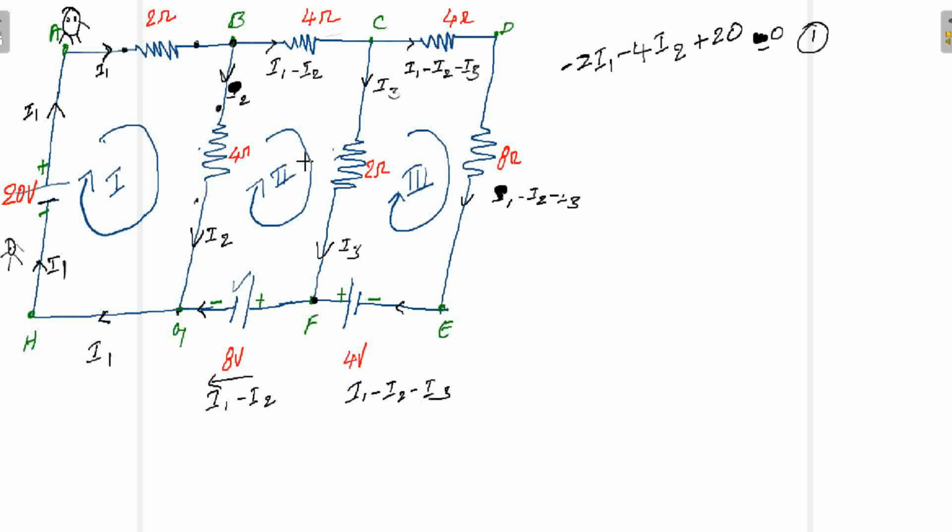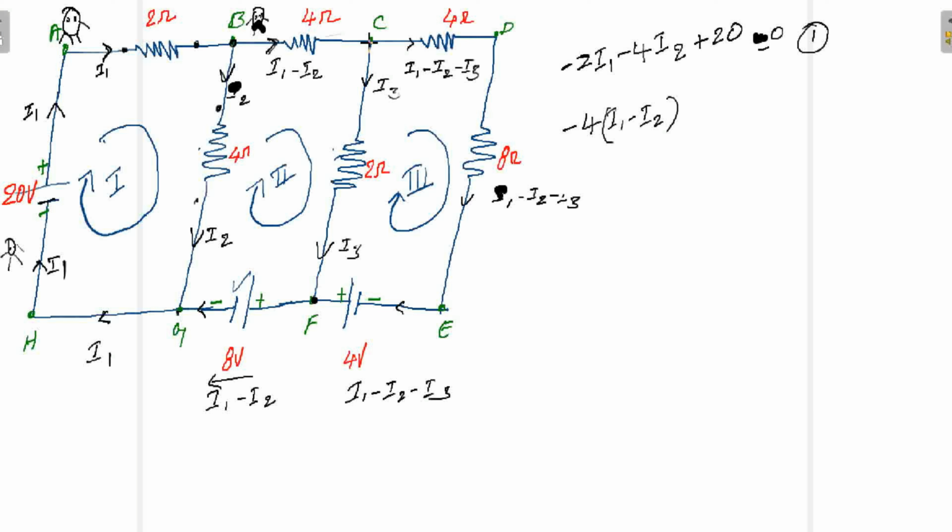Now come to the second loop. You have started your journey from B. In the middle, you see a current I1 minus I2, in the same direction as yours. And this current I1 minus I2 comes across one resistor. So there should be a voltage drop. That voltage drop is minus 4 into I1 minus I2. This minus indicates the voltage drop.